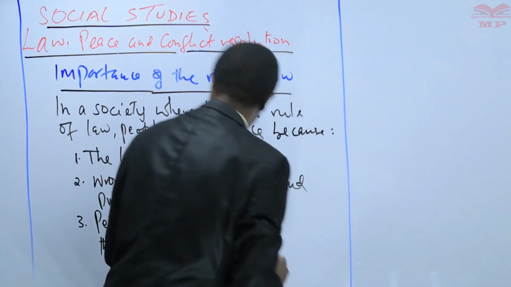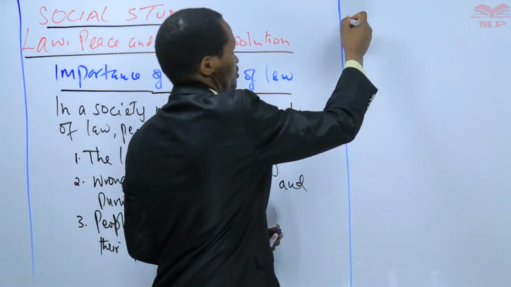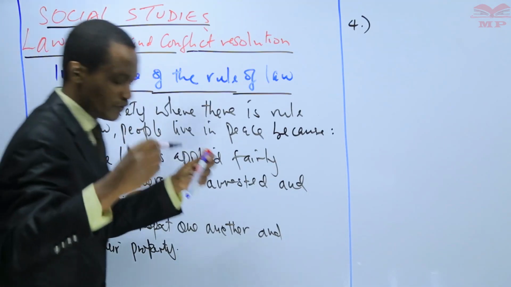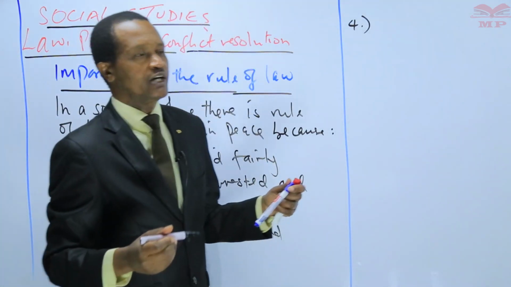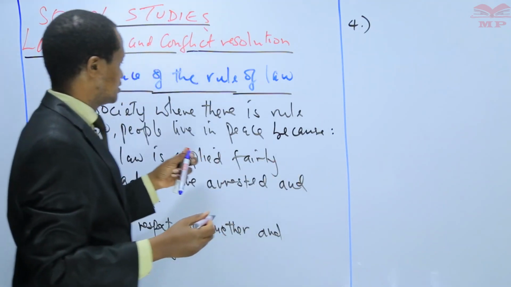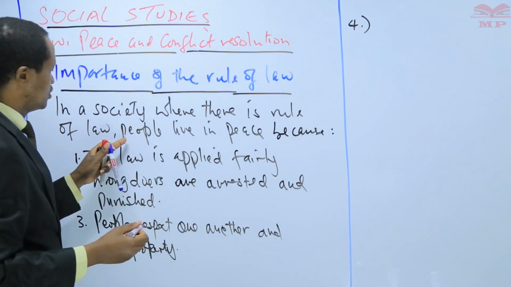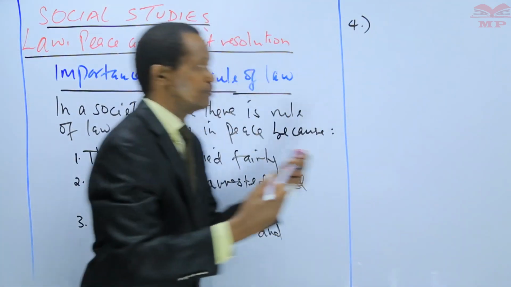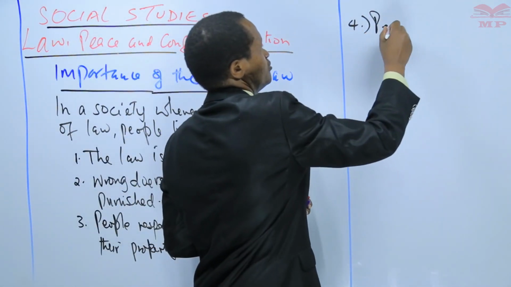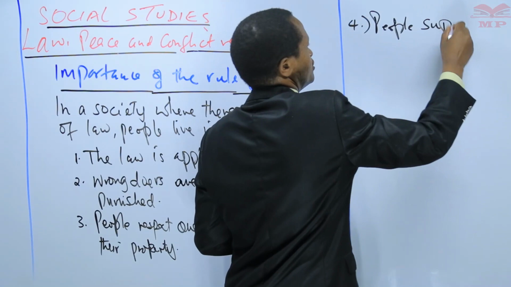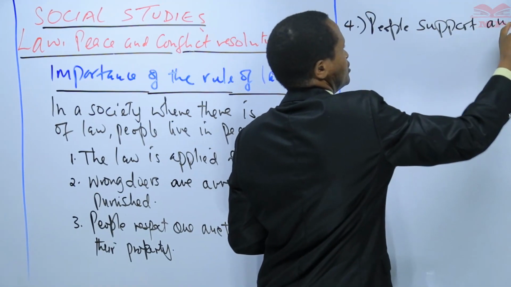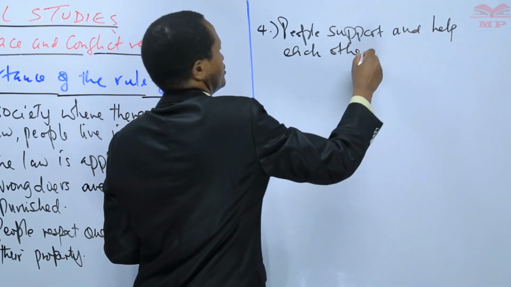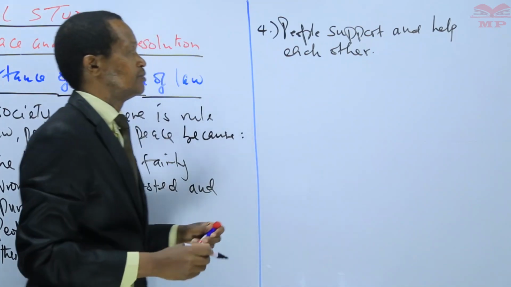I want to give the fourth reason. Number 4. We are discussing the importance of rule of law in the society. Now, learners, in a society where there is rule of law, people live in peace because people support and help each other. People support and help each other.